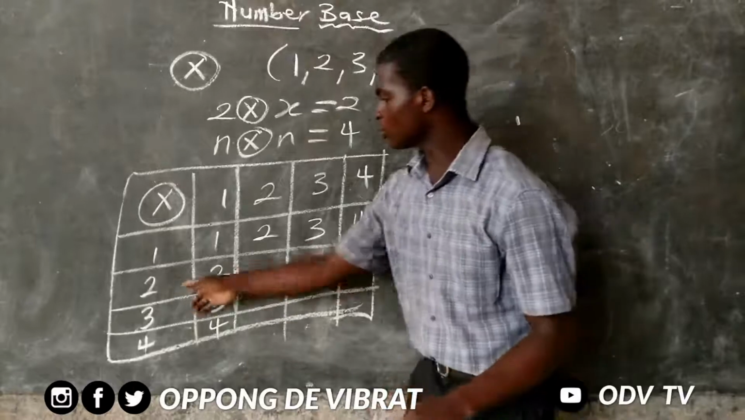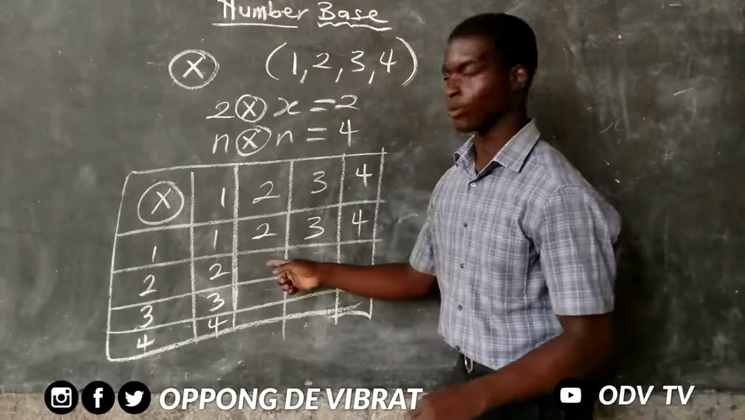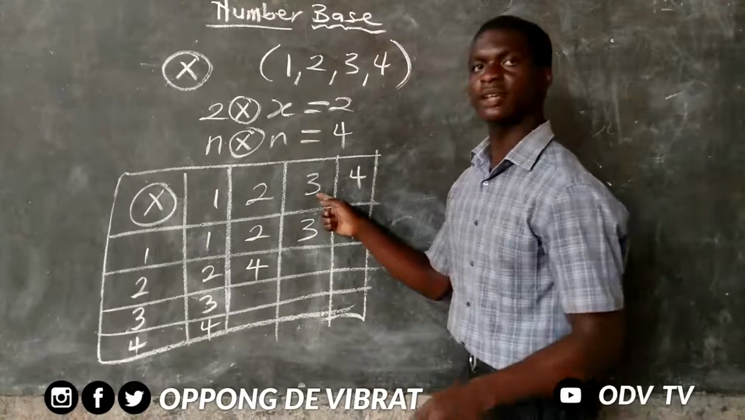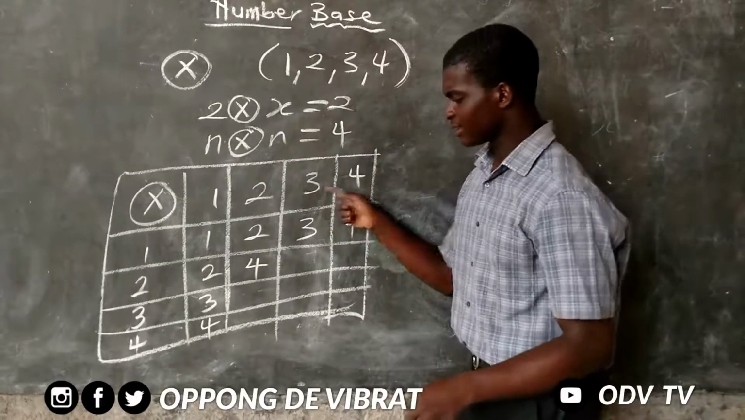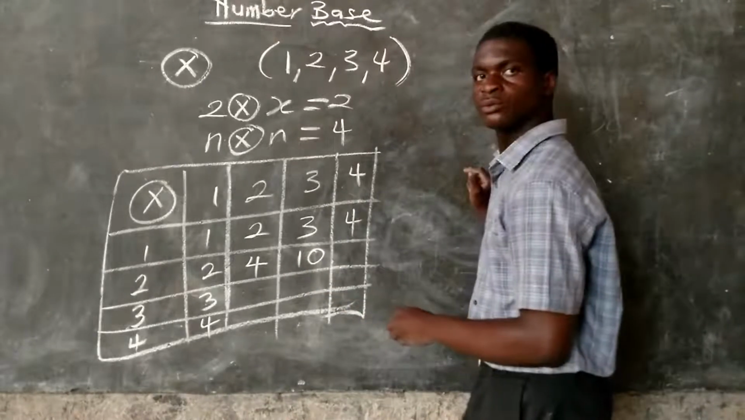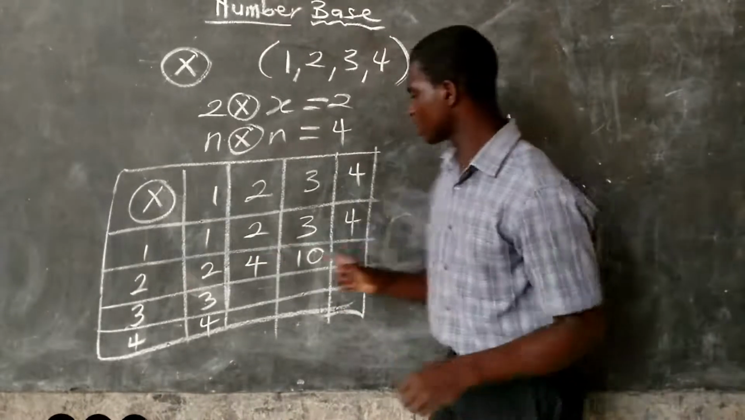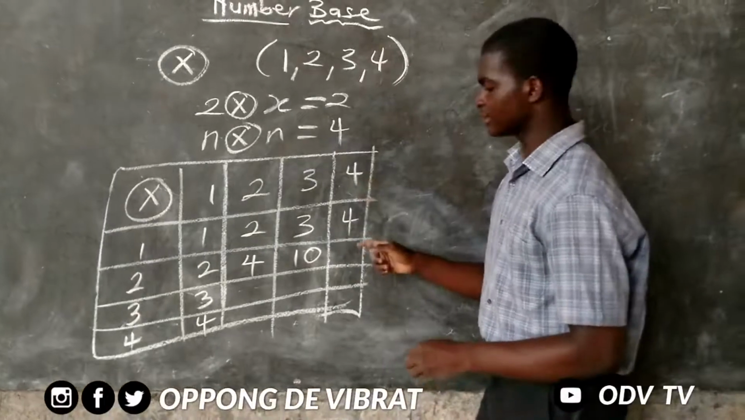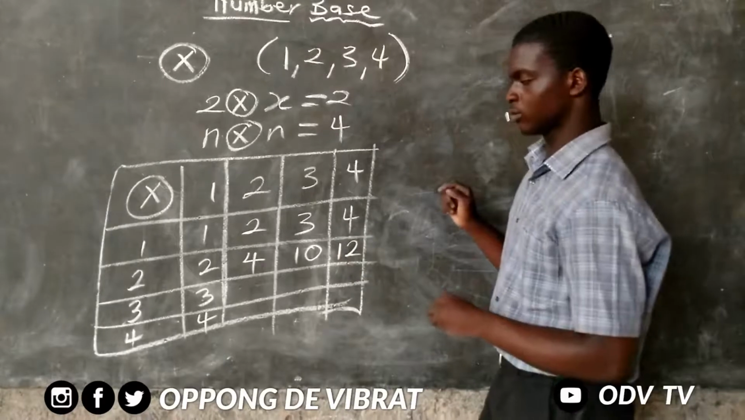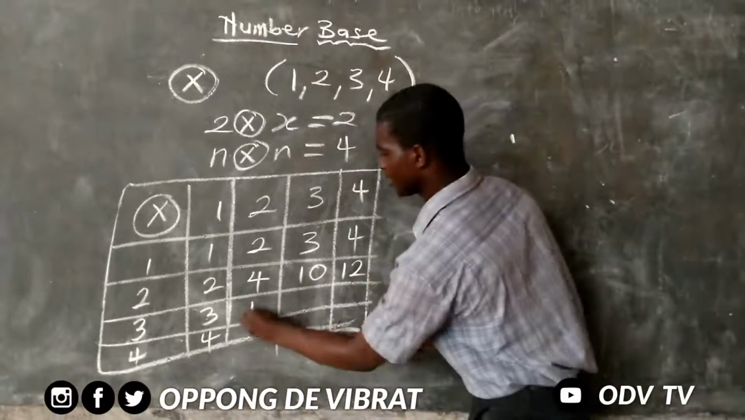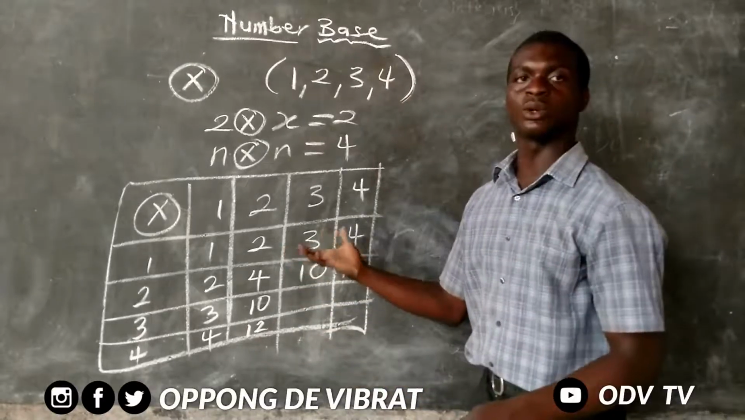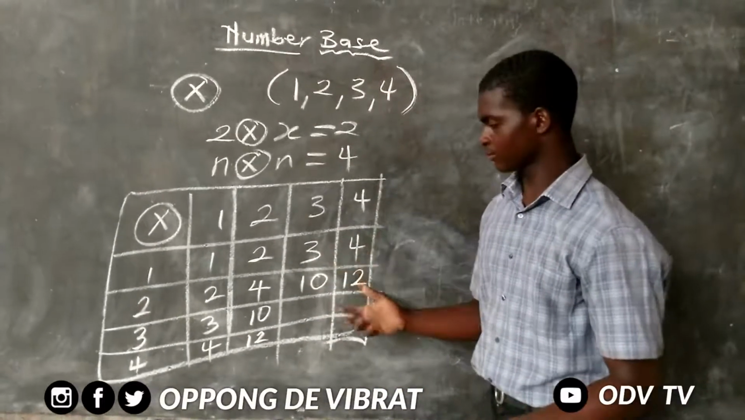2 multiplied by 2 gives us 4, which should be written. 2 multiplied by 3 gives us 6. But 6 goes into it 1, giving us a remainder of 0. 2 multiplied by 4 gives us 8. 6 goes into it 1, giving us a remainder of 2. We have 10 and 12 appearing over here, since the multiplication ⊗ is commutative.